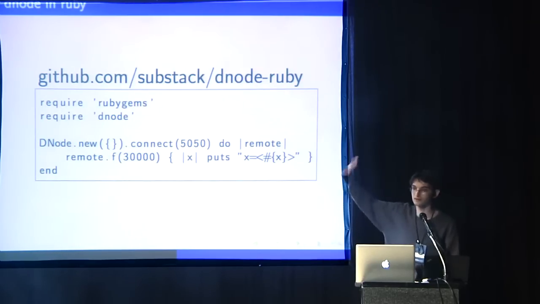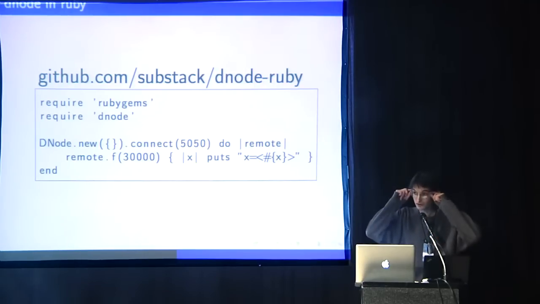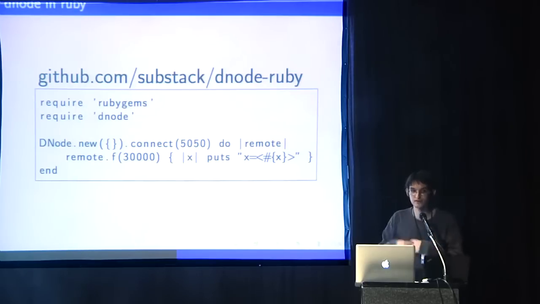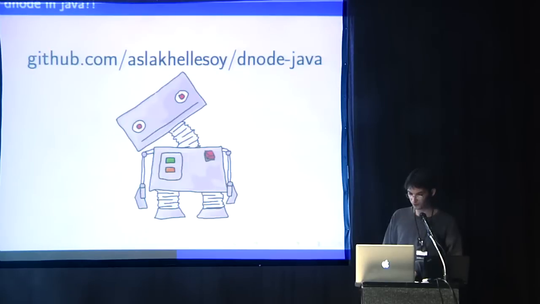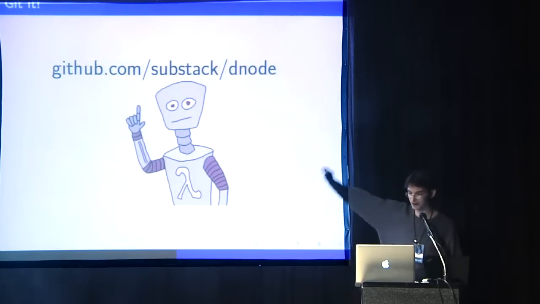Also, you can use dnode in Ruby. I've got a little library up on GitHub that lets you use the dnode protocol, so you can tie together Node.js processes and Ruby processes. And the same thing for Perl. And some crazy fool even wrote a Java implementation. I have not tried it. I don't know how it works, but it's out there, so it's getting pretty awesome. And here it is up on GitHub. You should definitely check it out.